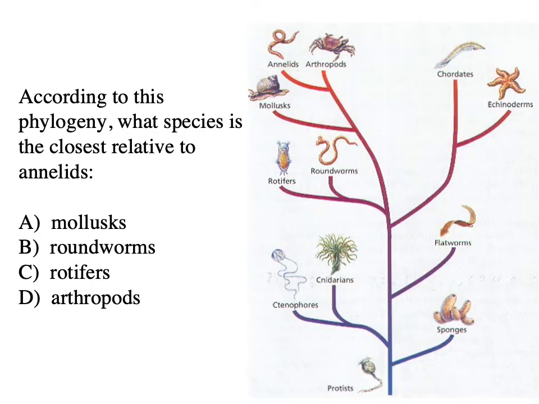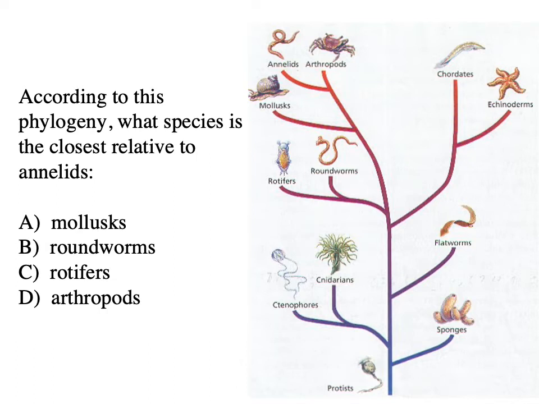So let's look at this phylogeny. Let's determine what species is the closest relative to an annelid. So up on the left-hand top part there, you can see the annelids. And we need to look at the branches. What branch is closest to the annelids? Is it the mollusks? A. Is it the roundworms? B. Rotifers? C. Or arthropods? D.